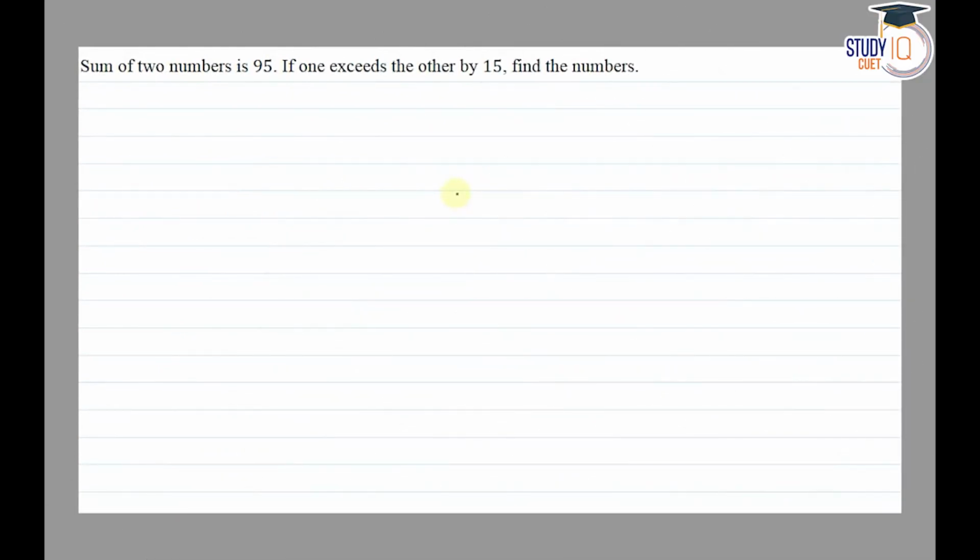Hello everyone, this question appears in class 8th NCERT chapter of linear equation in one variable. This is fourth question of its exercise 2.2. So the question says that sum of two numbers is 95. If one exceeds the other number by 15, find the number.